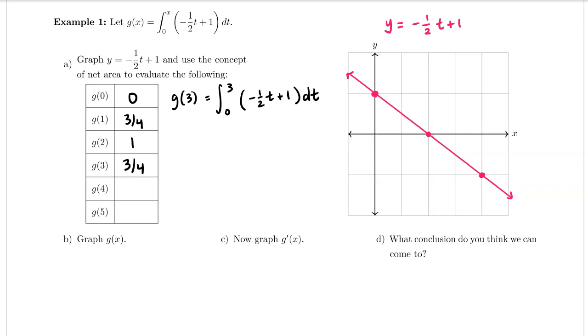Go ahead and pause the video and take a moment to try and calculate g of 4 and g of 5 on your own. I'll reveal the answers in just a moment.